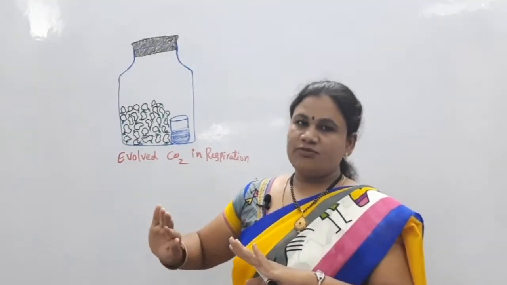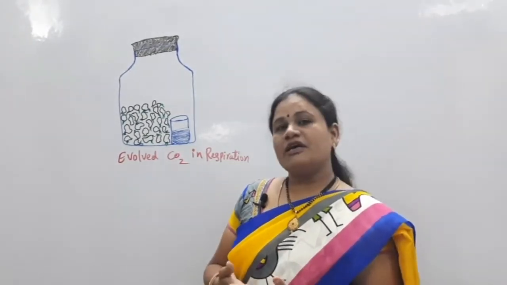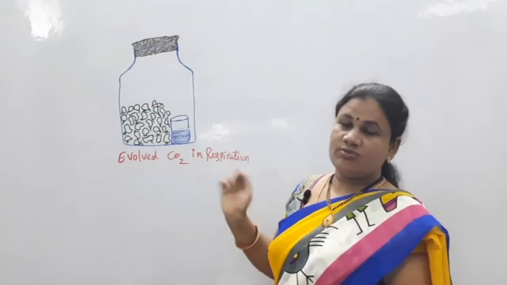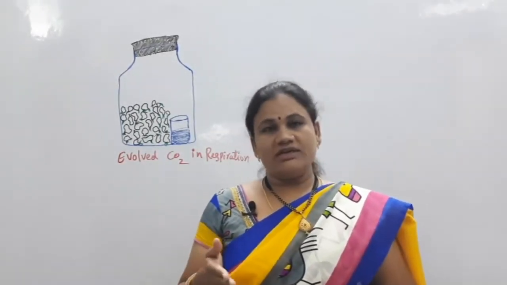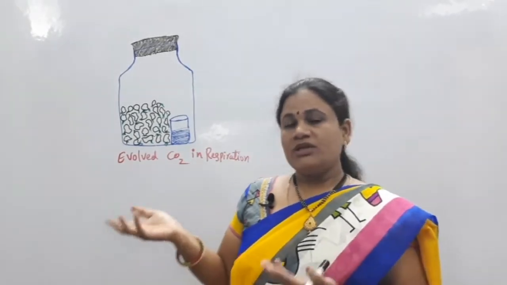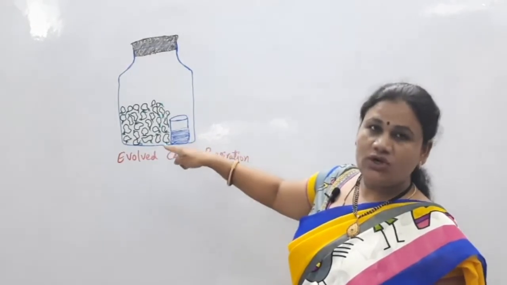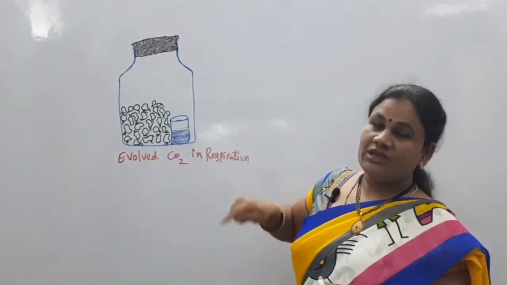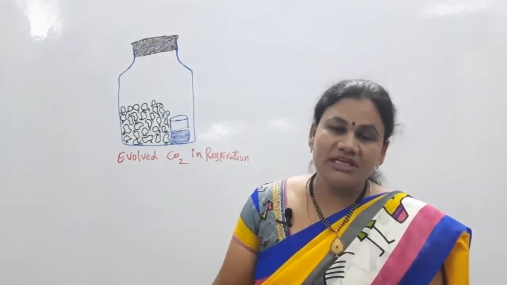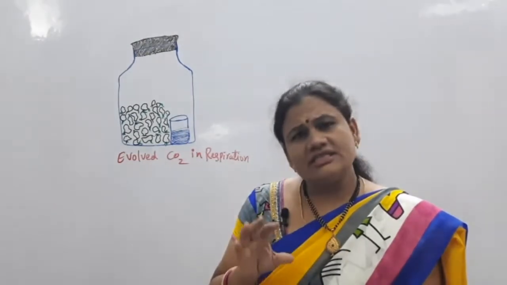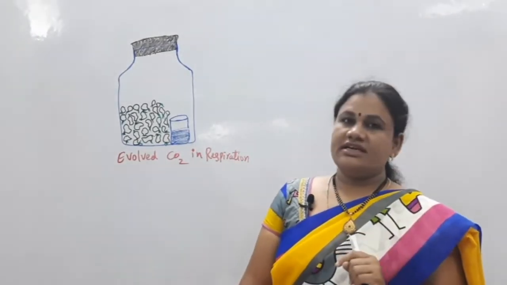That means one setup should have sprouted seeds and another setup should have unsprouted seeds. Keep this entire setup for 1 or 2 days. Tell me what kind of changes take place in this bottle. Very simple activity. In the lower classes also you have learnt it already. What will happen? Gradually and slowly this lime water turns milky white. So which gas turns the lime water milky white? Very easy. Yes, it is carbon dioxide.